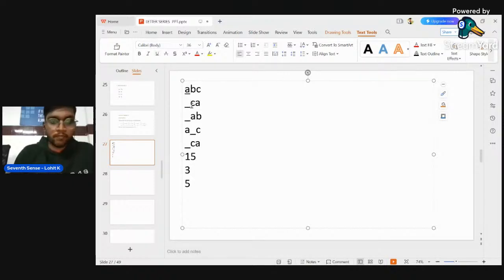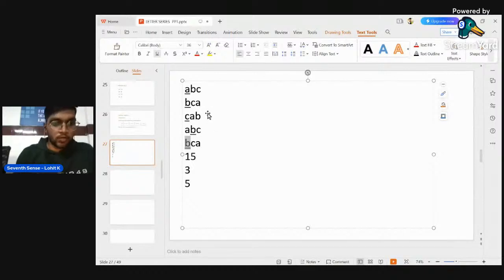Here which letter is missing? That is B here. Here which letter is missing? C is missing. So C is the answer. Here which letter is missing? B is missing. So B will be the answer. In this particular last sequence, which letter is missing here? B is missing, right? So answer is B here.